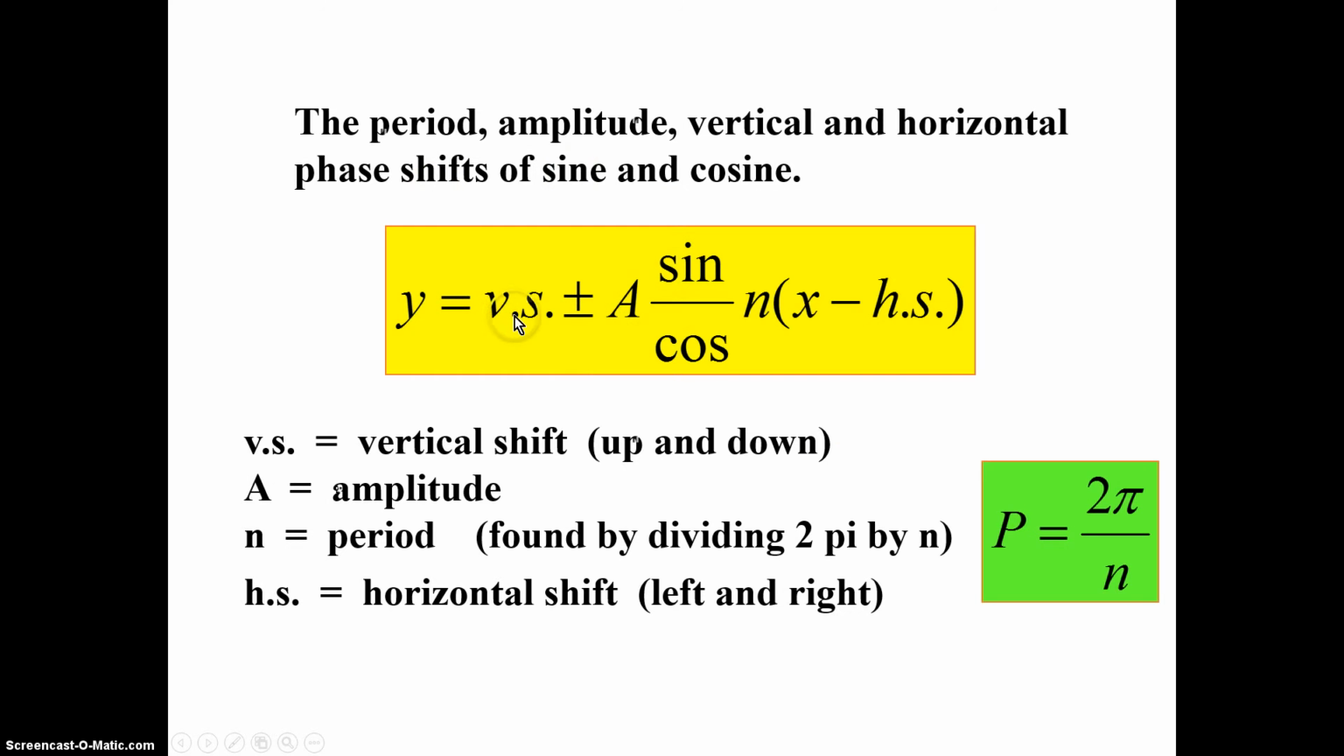The generic formula is vertical shift plus or minus a for amplitude, which is always positive, sine or cosine, depending on which one is there, n times x minus hs, horizontal shift, but you got to think the opposite. If it's a minus, that really means positive, so you're going to the right direction. If it's a positive, that really means negative, so you're going to the left direction.